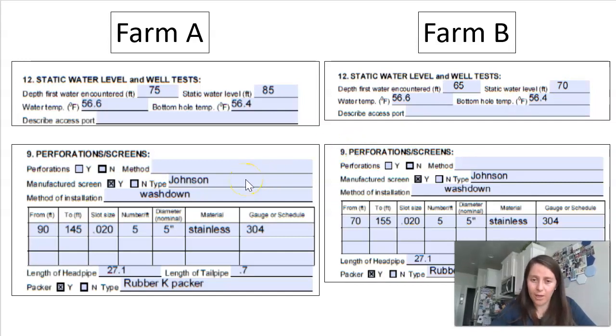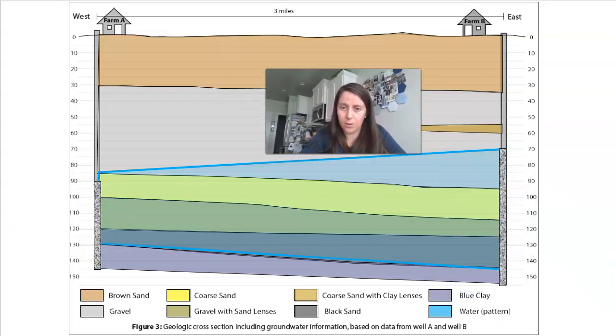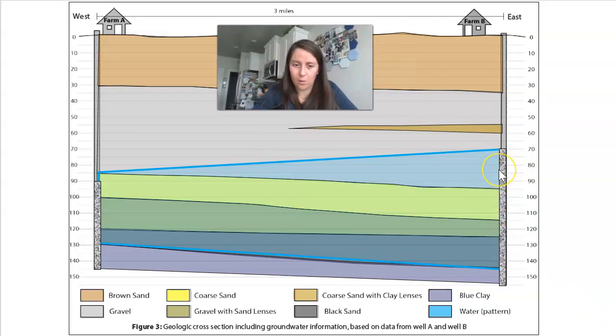So when we add those things, we have the screen sections. I mark them with this kind of texture type for either one of the wells. And then the static water level is from 70 and below on farm B, and from 85 and below on farm A. And I'm saying that it's covering all of these layers. There's a reason that I didn't say that it covered the blue clay, and that is shown here below.